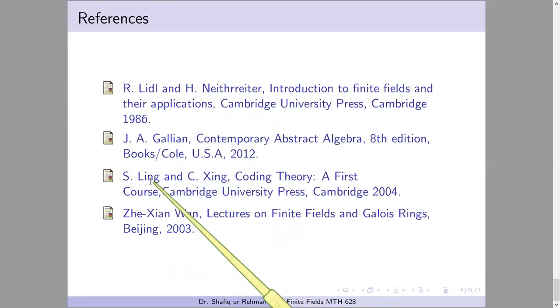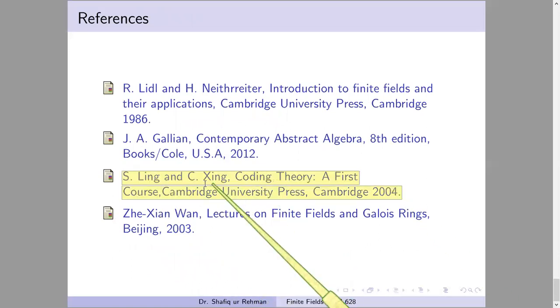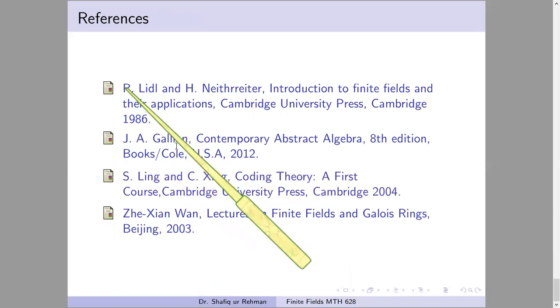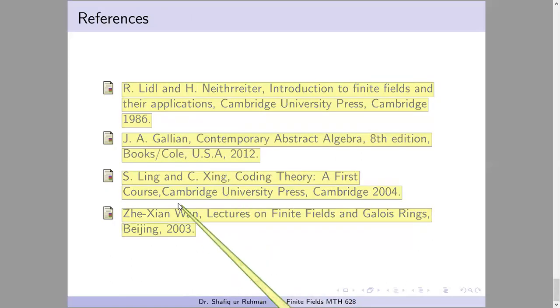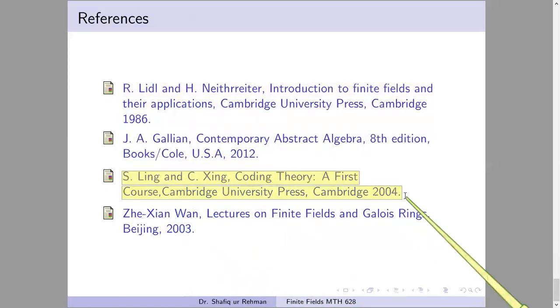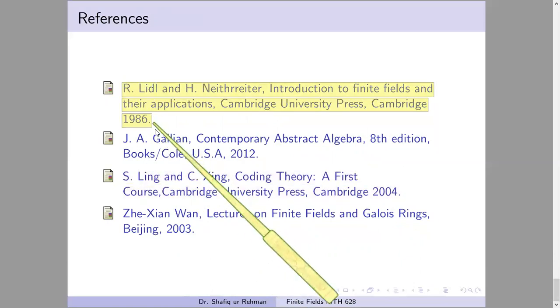And these are references. Here I use another reference in this lecture, that is this book, and these are all references. Some material is taken from this book, and some from this book.